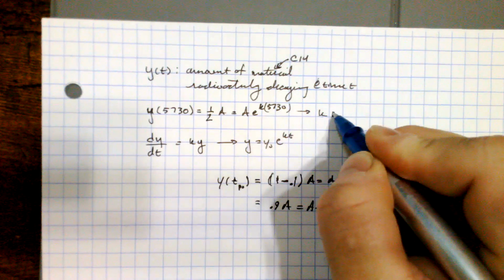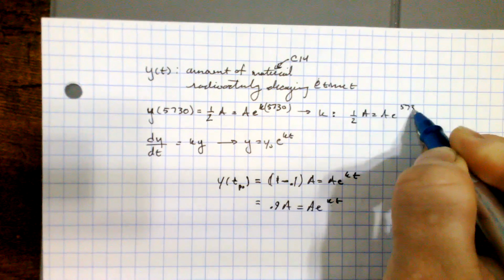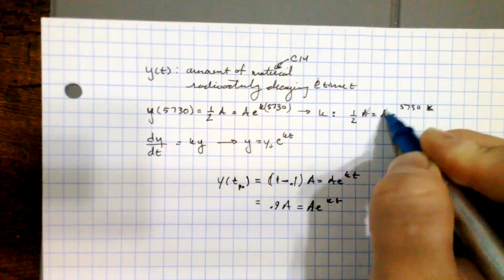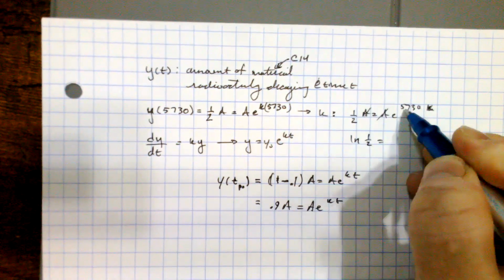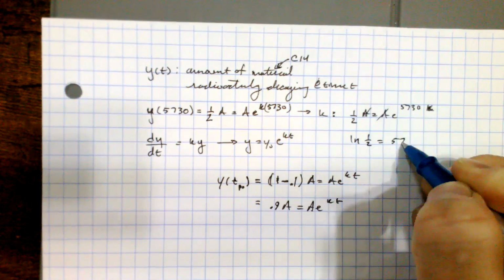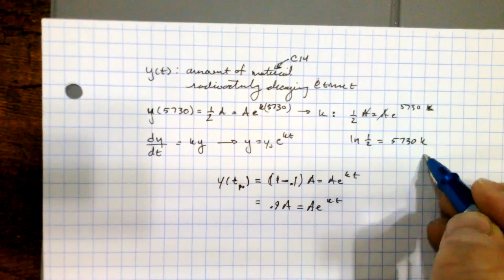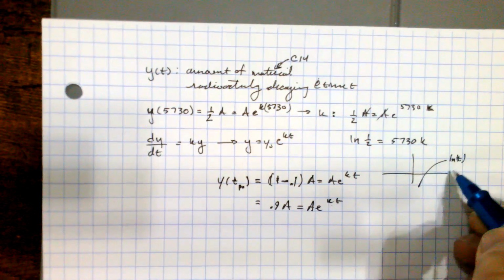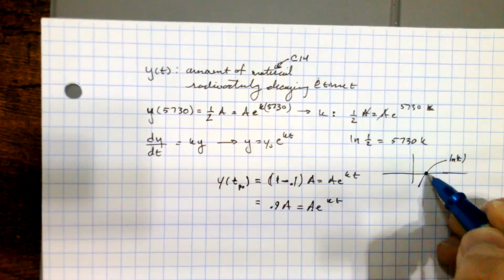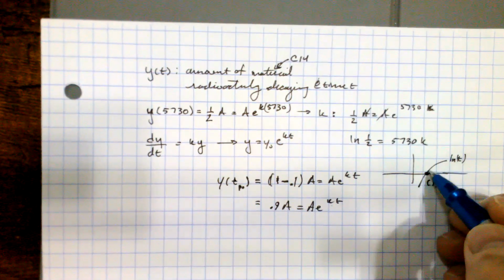All right, so let's solve for this k. One half A equals A e to the 5730k. The A's cancel out. Again, I'm going to take the natural log of both sides. Natural log of one half equals 5730k, as the exponent comes down. Like I said last time, the graph of natural log of t looks like this, and at this point right here, this is (1, 0). So whenever t is equal to 1, you're going to have 0.